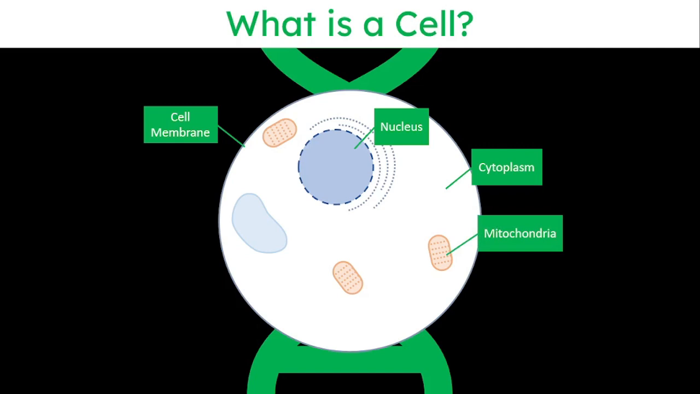The mitochondria are tiny structures where respiration takes place. They release the energy for the cell. We know them as the powerhouses of the cell. The ribosomes are small structures that make proteins. It's just the factory of protein.